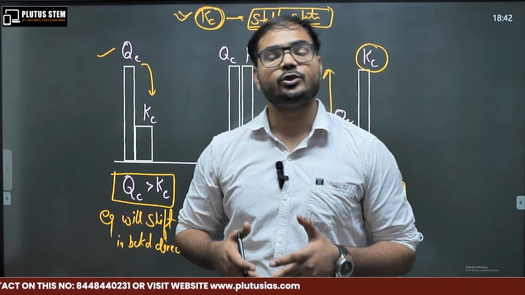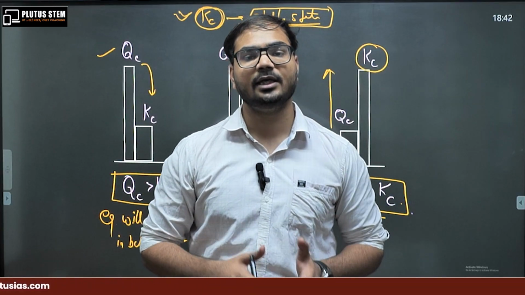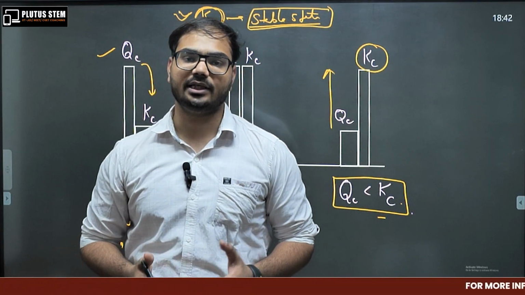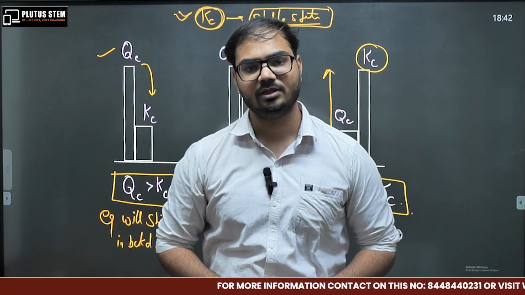So I hope this has cleared your doubts regarding equilibrium constant Kc and the reaction quotient Qc, how they are related, and how they can be used to predict the direction of a reaction by simply looking at their values.